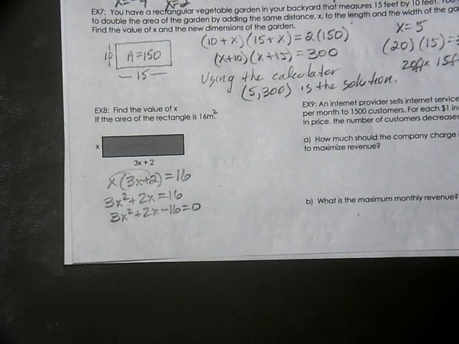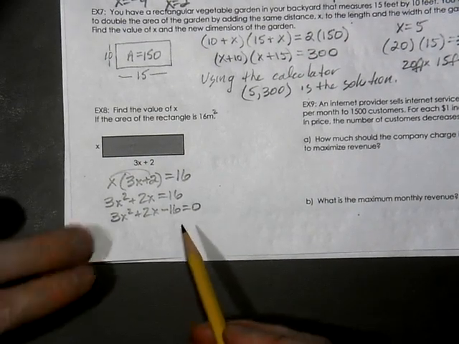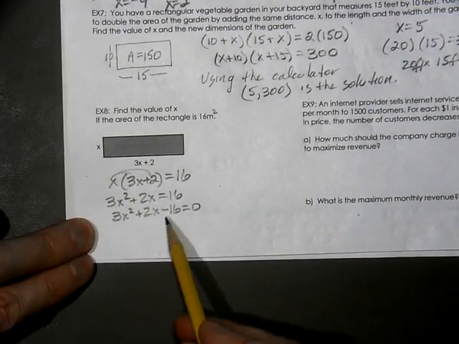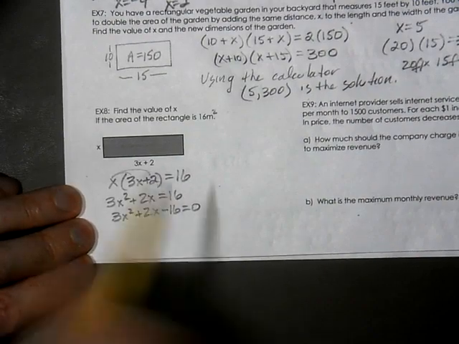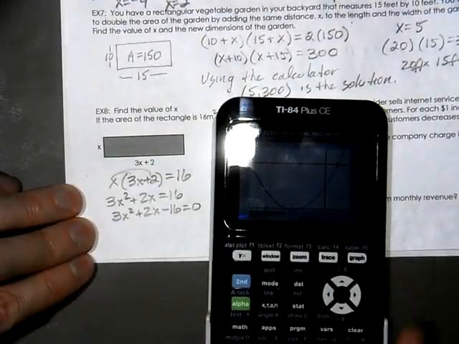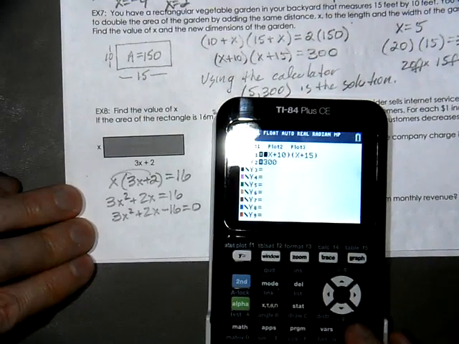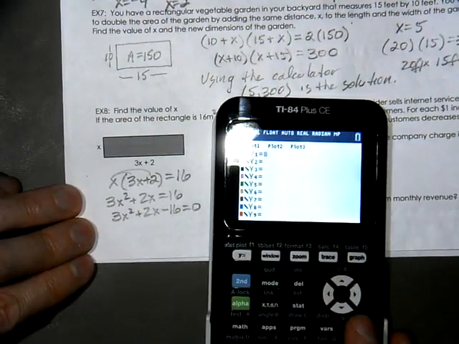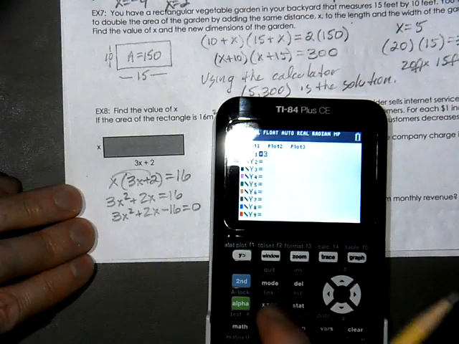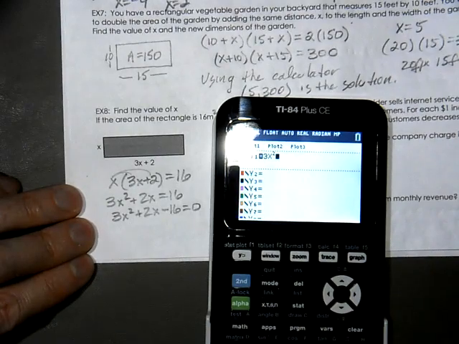So now we have this quadratic. It has an a value that's bigger than 1. That's a little tougher to be able to factor. So we'll hold off from that at the moment, and we'll talk about different ways to solve this. One way would be with our calculator. We have our 3x squared plus 2x minus 16.